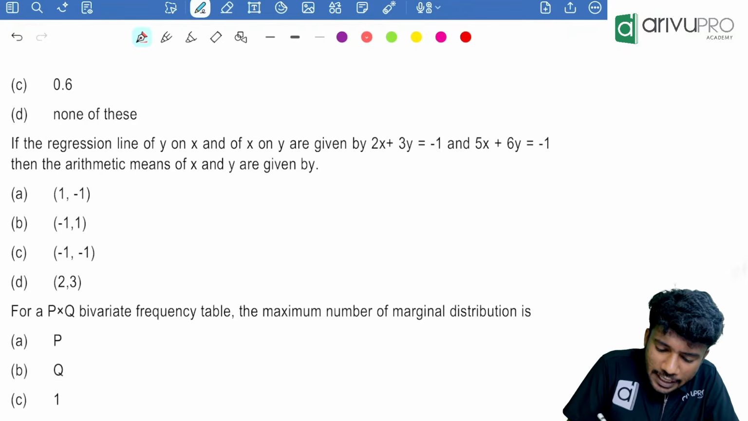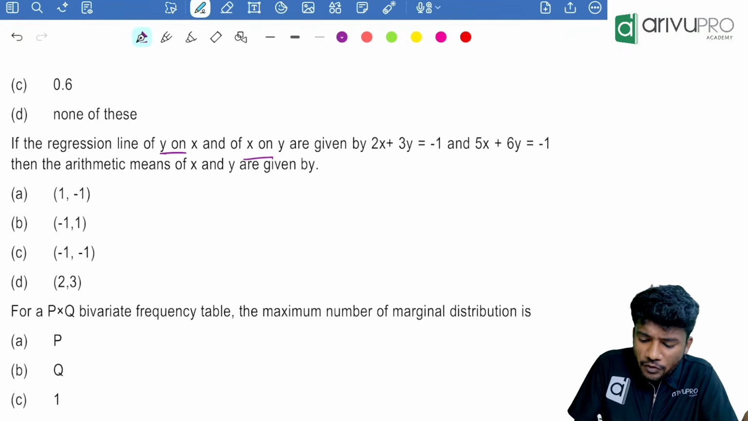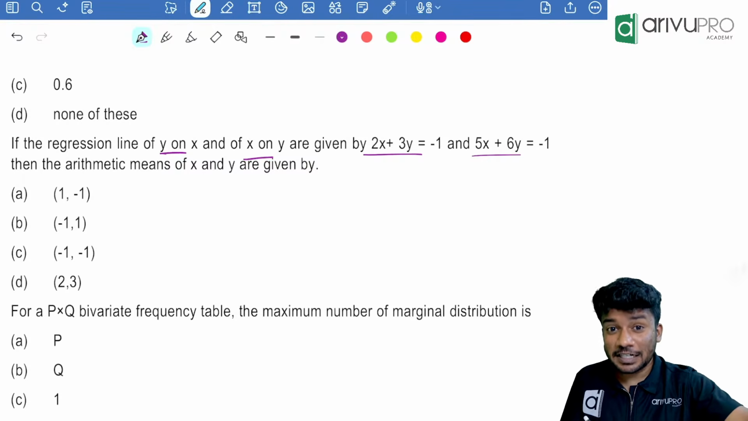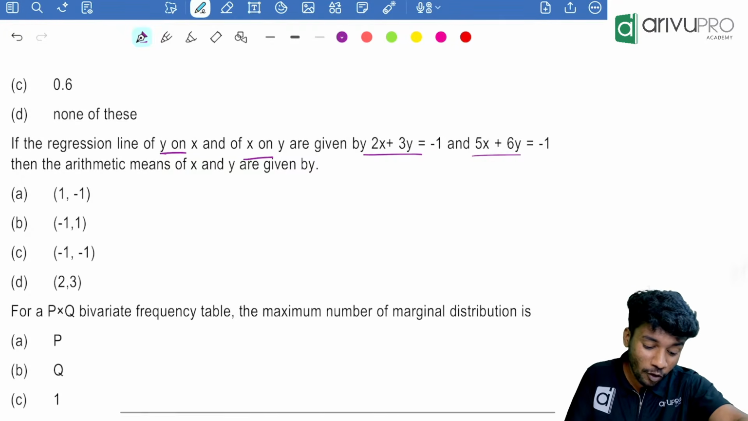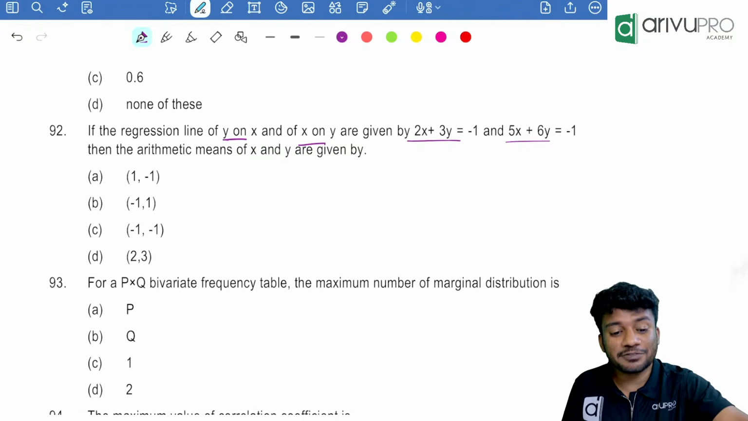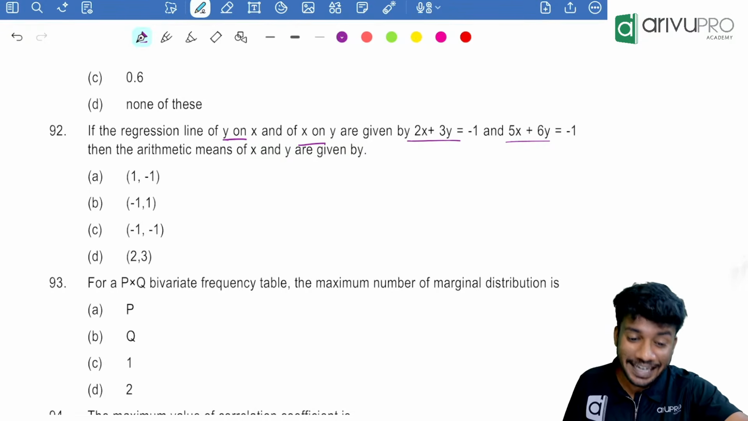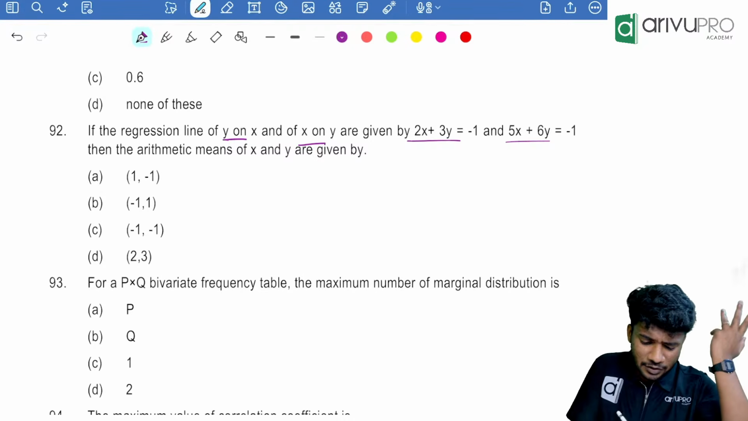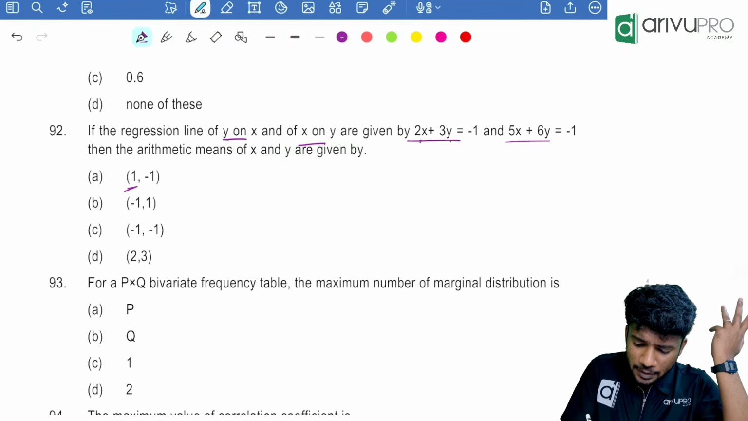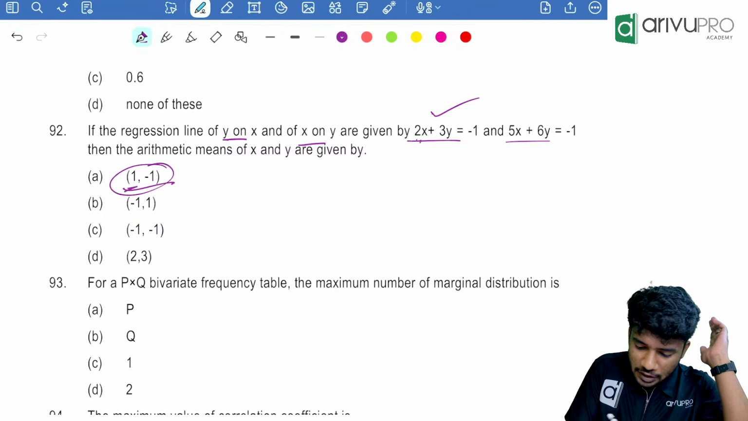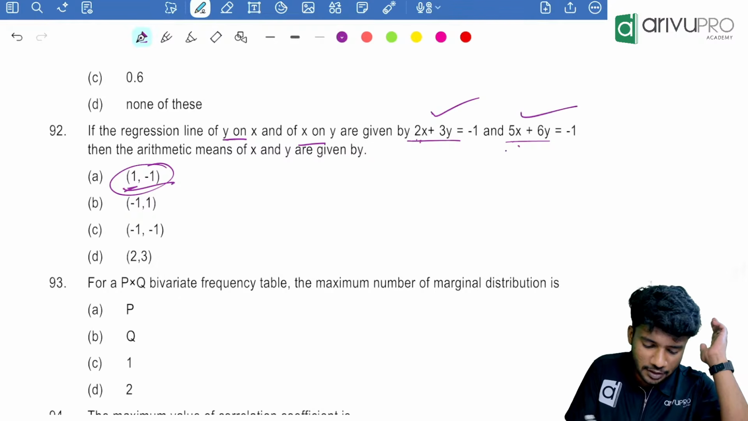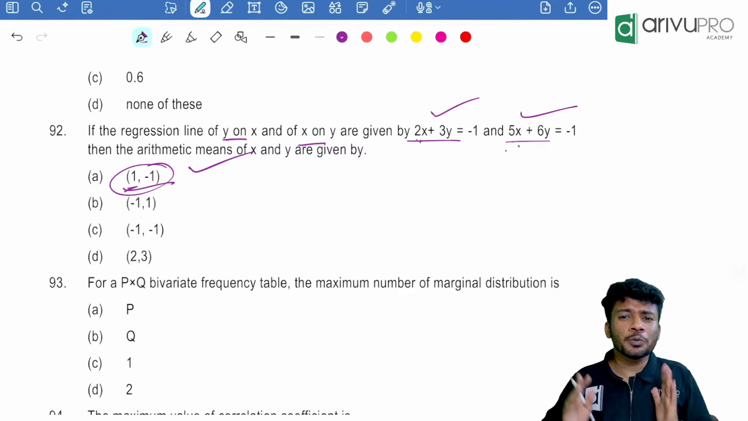Then, if the regression lines of y on x and x on y are given to be this and this, people, do you remember how to find the means? Whenever they are giving the regression lines and the mean value, what to do? We will always do option hitting. We will substitute the values from the options and check which option makes LHS and RHS the same at the same time. Look over here, people. Now we will check with the first option. Instead of x and y, put 1 and minus 1. So 2 minus 3 will be equal to minus 1. That is correct. First one is correct. Then try second one. 5 into 1 plus 6 into minus 1. 5 minus 6 is minus 1. That is also correct. So option A is correct. You don't even need to do more, just option hitting.